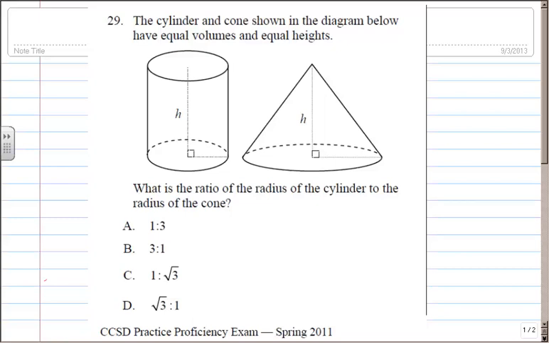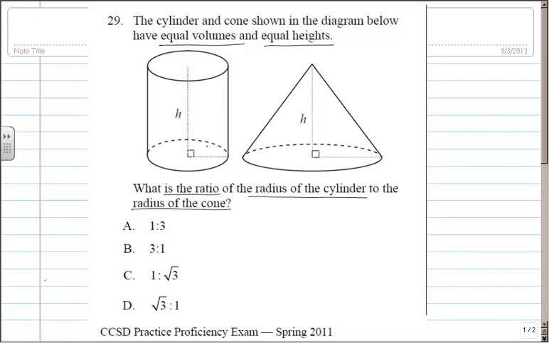Everybody, problem number 29 in front of you deals with volumes and everything that spins around the volume of a cylinder and the cone, right? And the problem says the cylinder and cone shown in the diagram below have equal volumes and equal heights. Very important. Equal volumes and equal heights. What is the ratio of the radius of the cylinder to the radius of the cone, right?